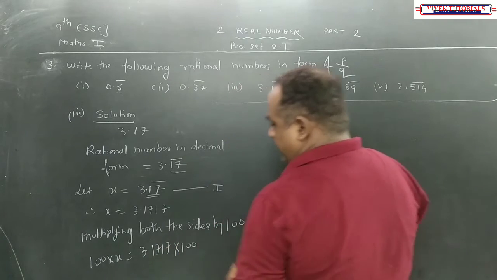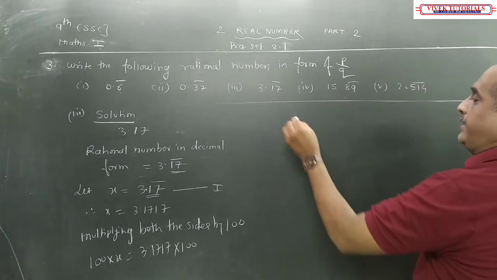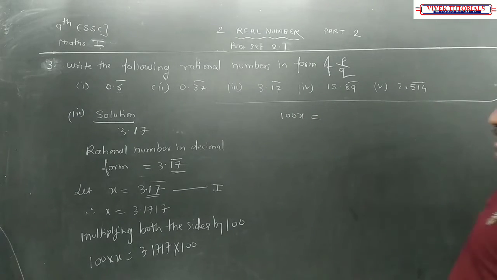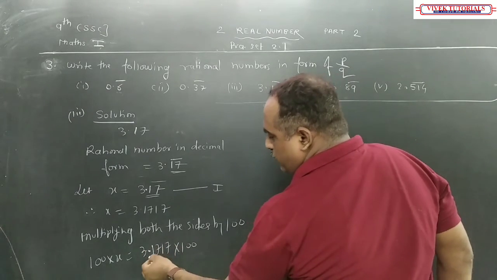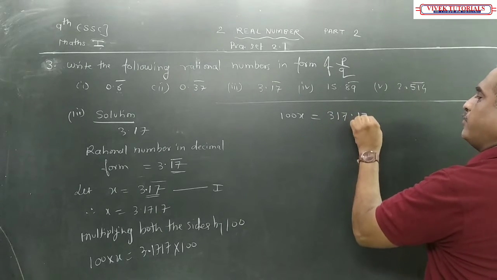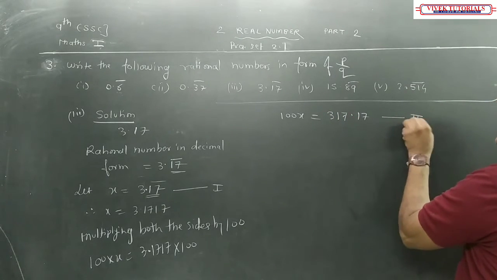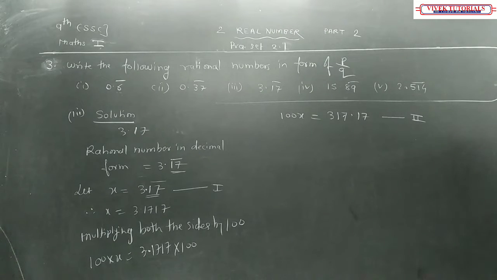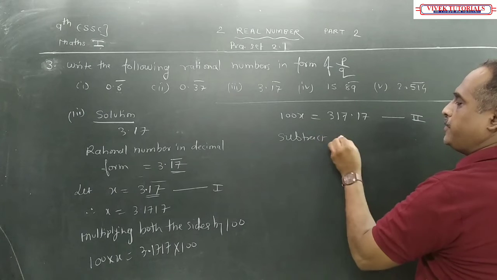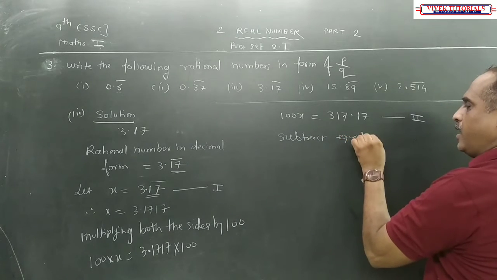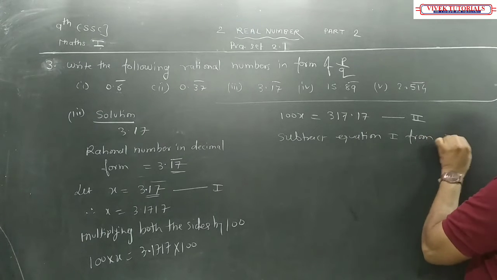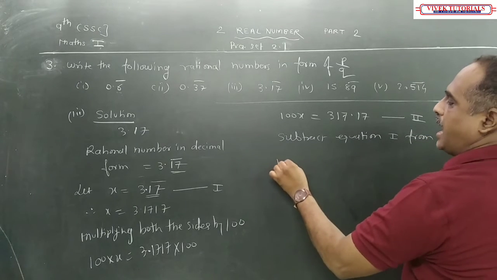3.1717 into 100. So I'll get 100x is equal to, as I told you, if it is 100 then two terms will go before the decimal, so 317.17 will be equation number 2. So what you are going to do? Subtract equation 1 from 2.